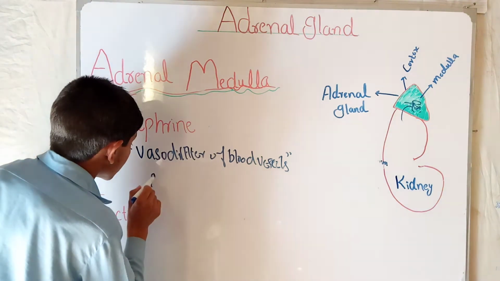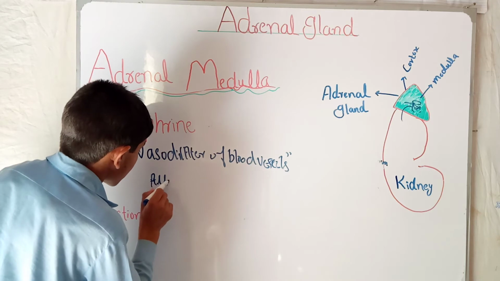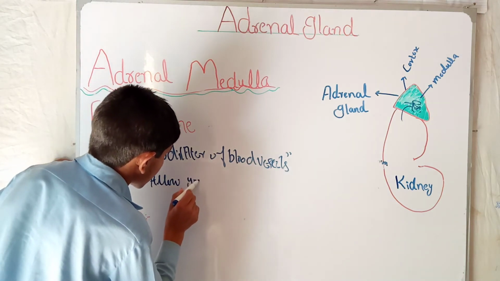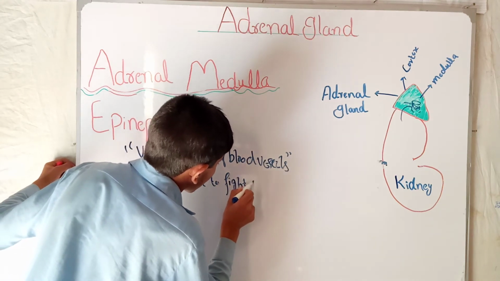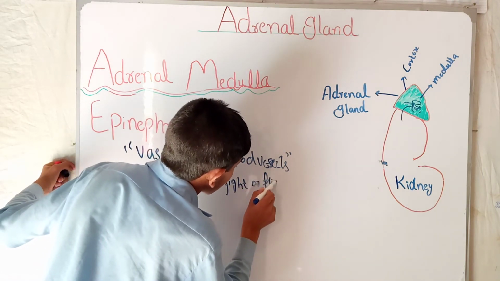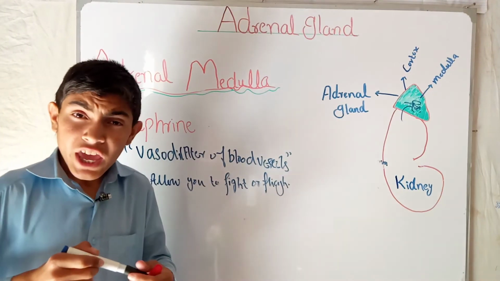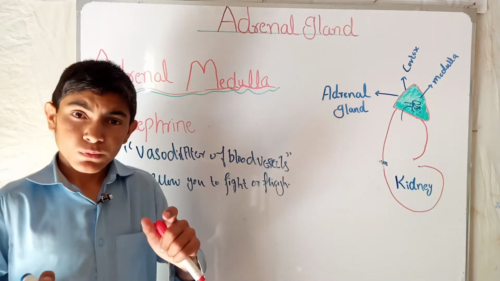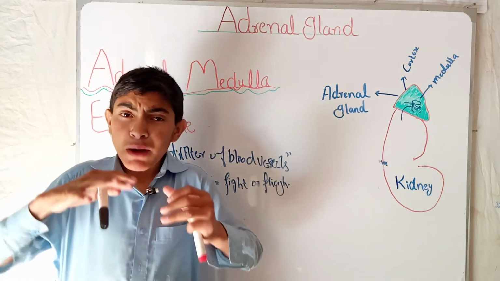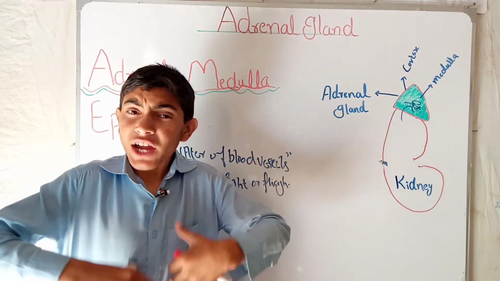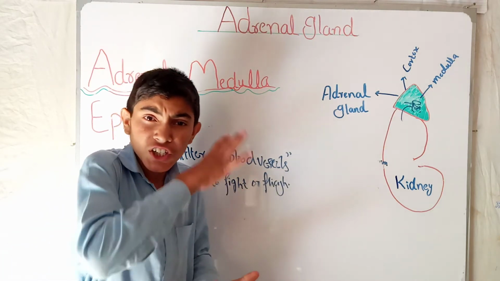Allow you to fight or flight. So we can also say the epinephrine hormone is the fight or flight hormone. This hormone is secreted when someone is fighting with you and you are not able to fight with him. So this hormone is secreted at that time.